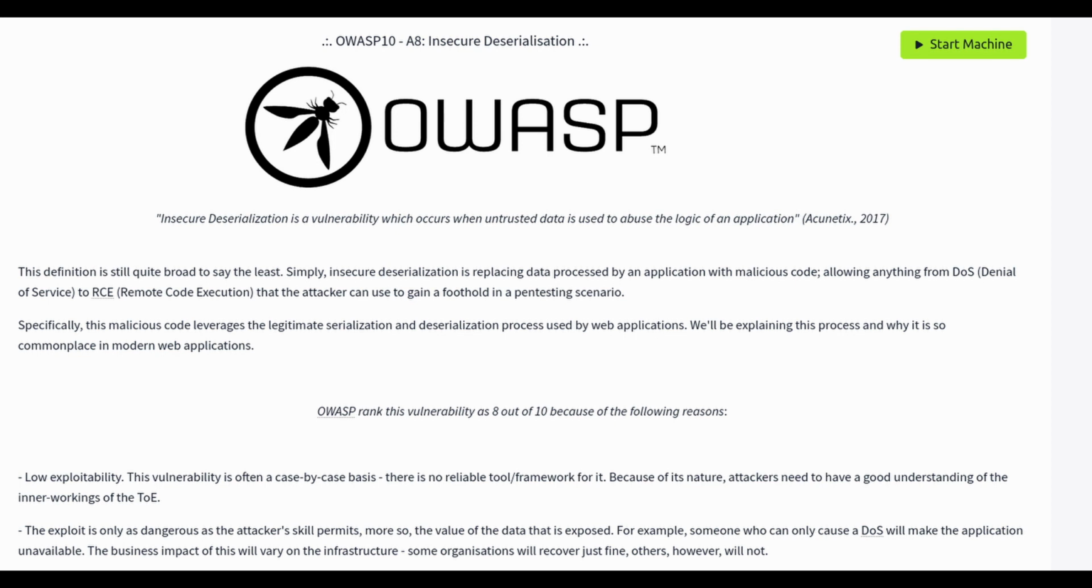The thing is, and also a reason why it is ranked 8 out of 10, is that this vulnerability is case by case, which means that sometimes it works and sometimes it does not, because there is no particular framework or reliable tool to use. So it generally depends on the hacker's skill and abilities. As you can see it's written over here, the exploit is only as dangerous as the attacker's skill permits. Most of the time there are DOS attacks, but those who use RCE are called geniuses. So you can use this in order to be called a great hacker.